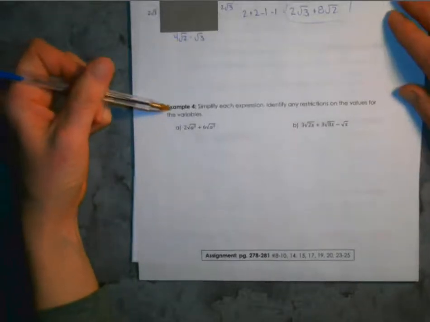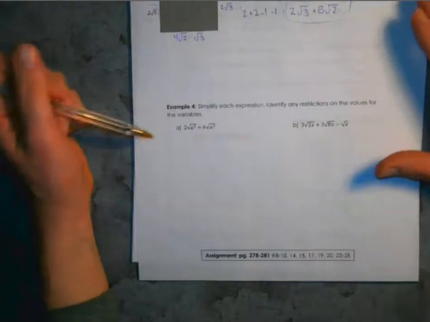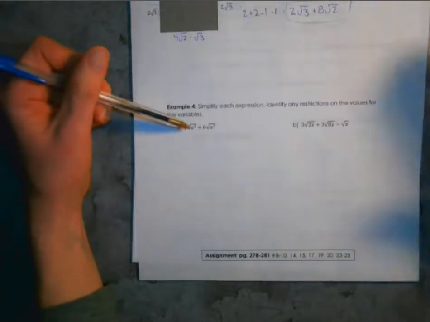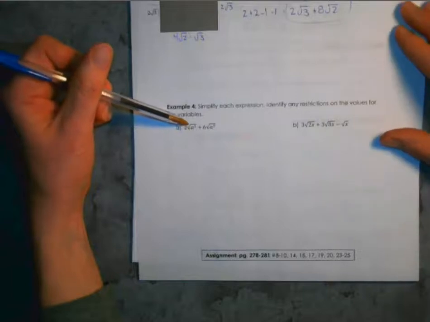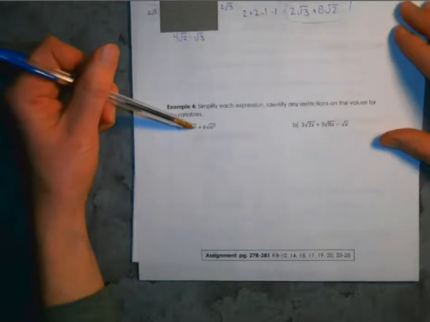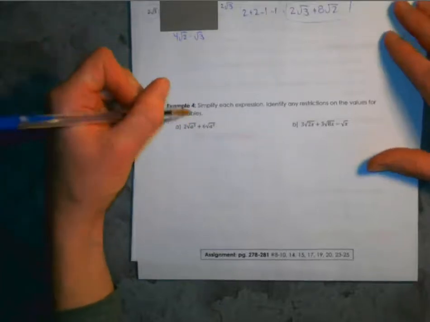Identify any restrictions on the values for the variables. So we haven't looked at restrictions since the last lesson. Remember, the restriction just refers to the fact that if you have an even numbered radical, you cannot square root a negative value underneath it. Essentially, whatever value you have here as a variable can't be less than 0.